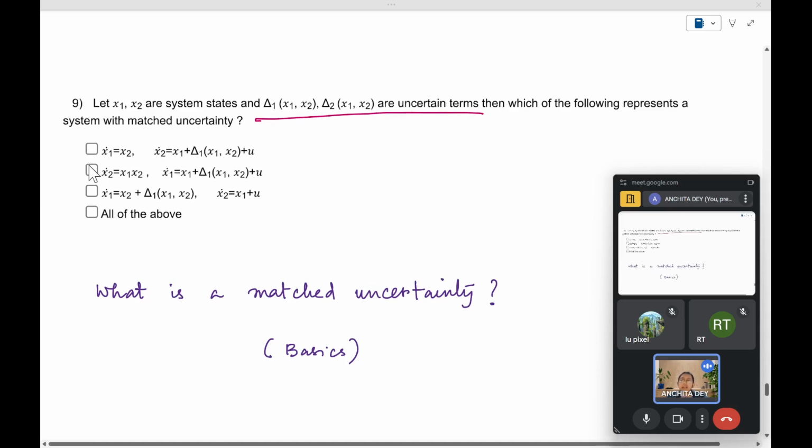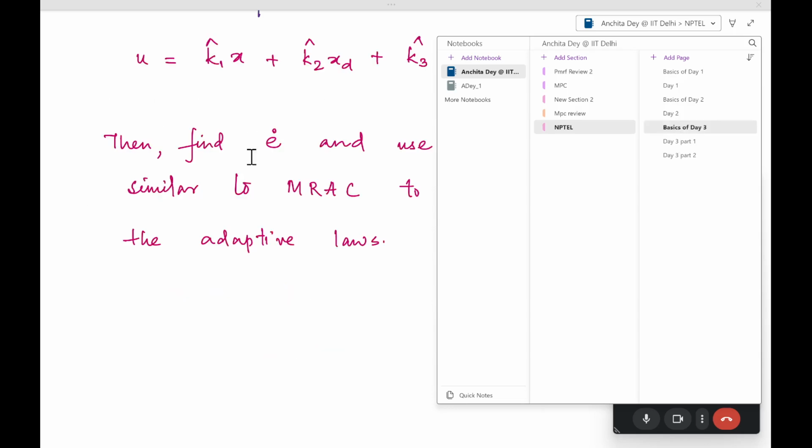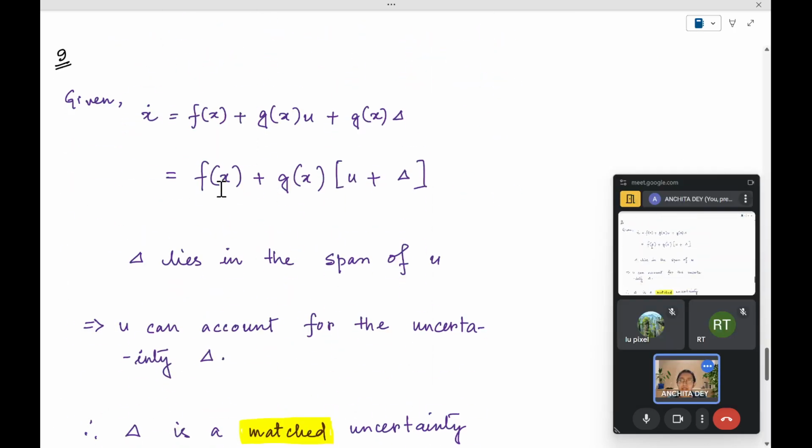It says that let x1, x2 be system states, and delta 1 of x1, x2 and delta 2 of x1, x2 are some uncertain terms. Then which of the following represents a system with matched uncertainty, right? And I think this is quite easy to follow, provided you know what a matched uncertainty is. So we will quickly go through the basics and then come back to the question.